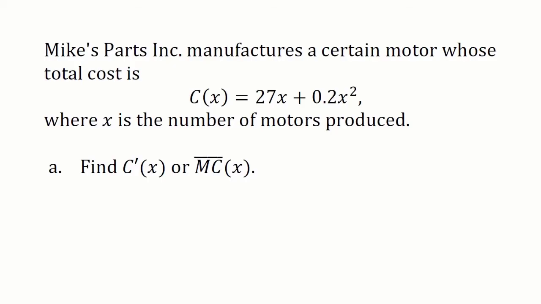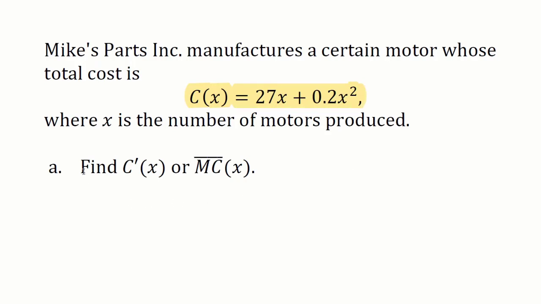All right, so now here we are at our next example. In this same lecture, Mike's Parts Incorporated manufactures a certain motor, whose total cost is given by this cost function, where x represents the number of motors that are produced. We talk about that level where we're making the products before selling them away.